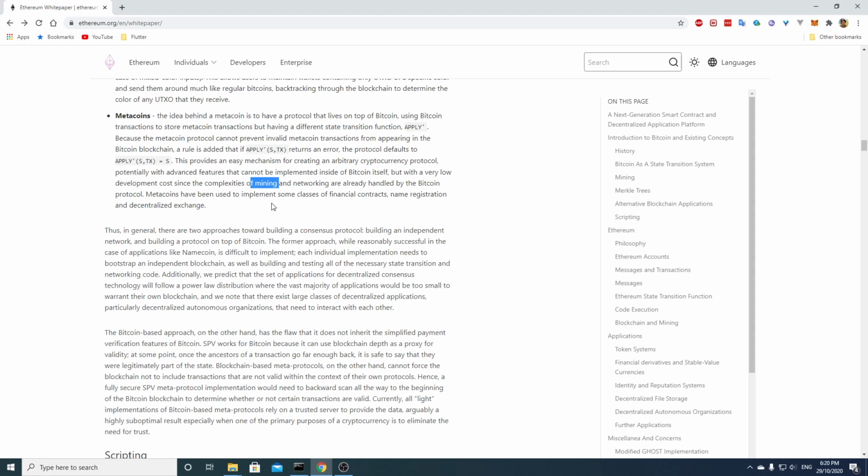The former approach, while reasonably successful in the case of applications like Namecoin, is difficult to implement. Each individual implementation needs to bootstrap an independent blockchain. So they created another blockchain, as well as building and testing all the necessary state transition and networking code. I need to look up Namecoin; I think I'm mistaken with Peercoin. Okay, so that's actually really complicated to do.